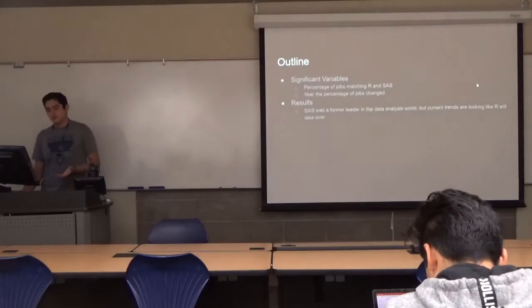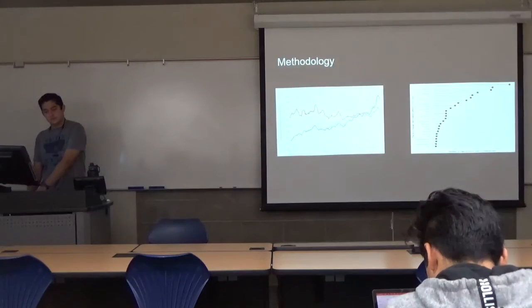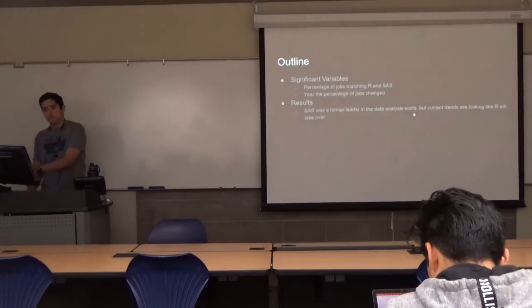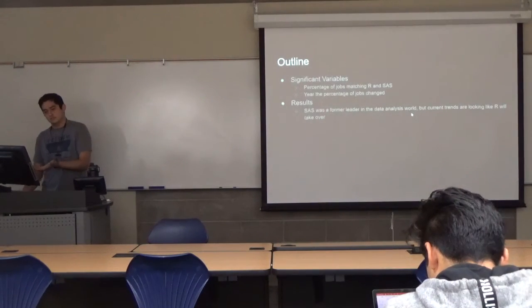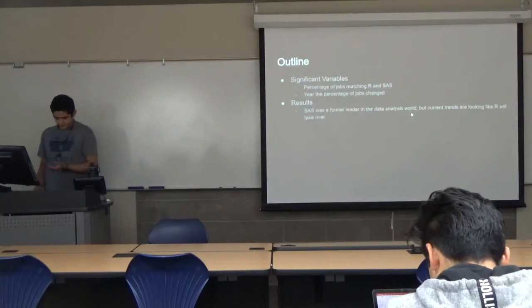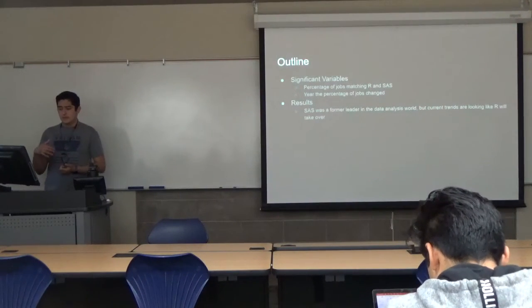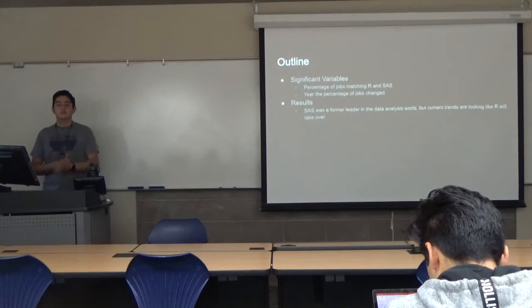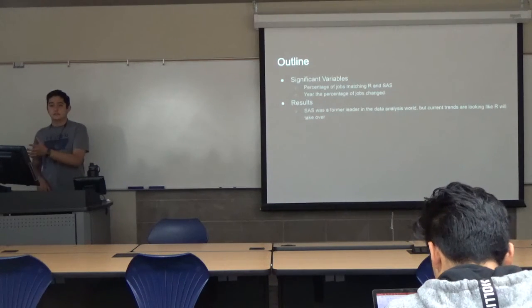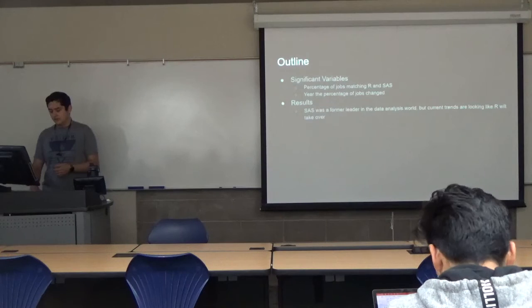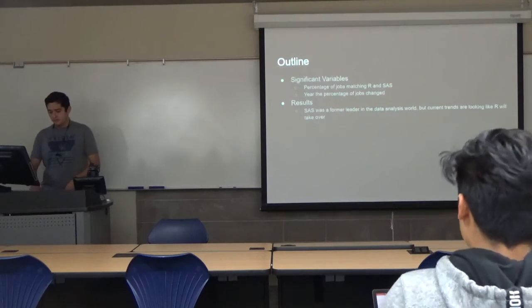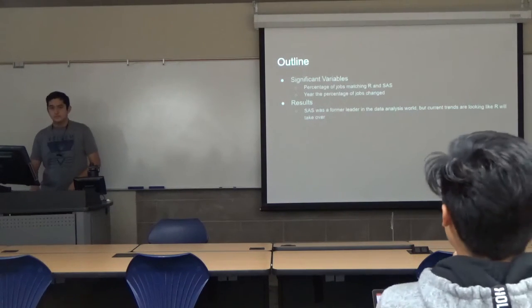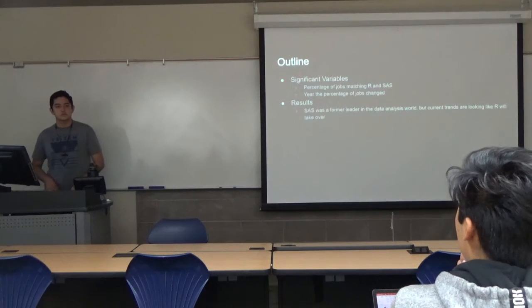So in the graph, the significant variables are: this is R and this is SAS, and the year percentage of jobs change. So for the results, SAS was a former leader in data analysis, but now it looks like R is taking over, and it looks like they're going to continue with the momentum and stay as the big programming software for finance. So that's it. Any questions, comments?